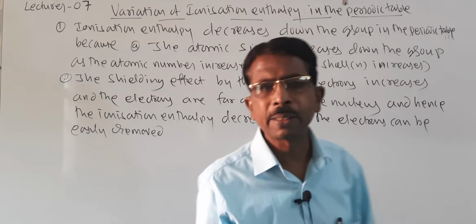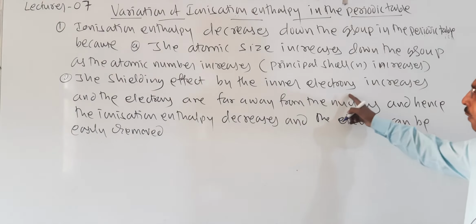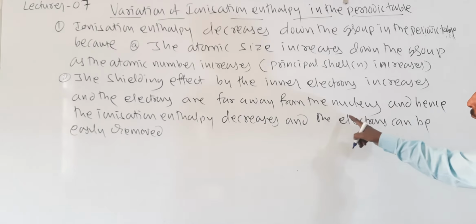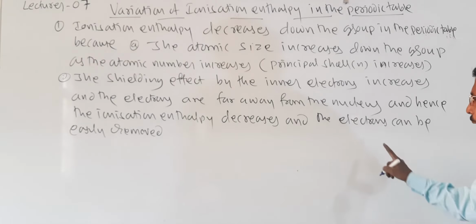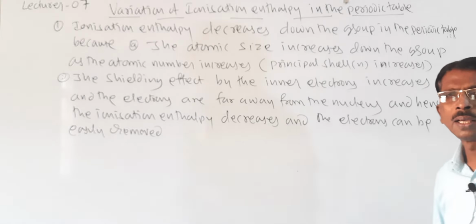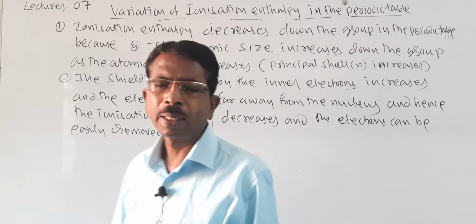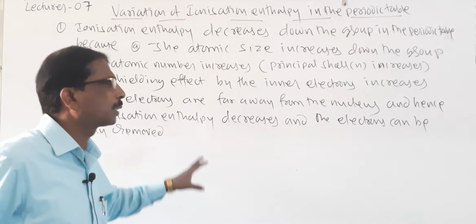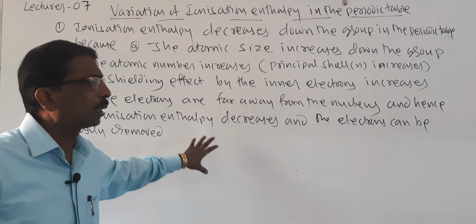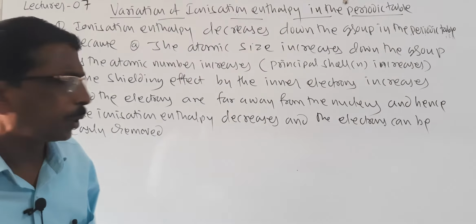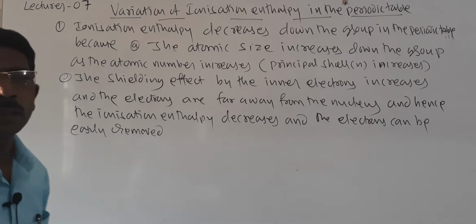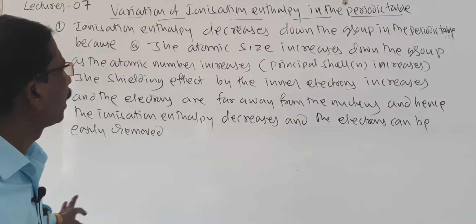So this is the reason, students. The shielding effect by the inner electrons increases and the electrons are far away from the nucleus, and hence the ionization enthalpy decreases and the electrons can be easily removed. So remember this: the size increases, and the radius also increases, so ionization enthalpy decreases. So then what happens along the period?